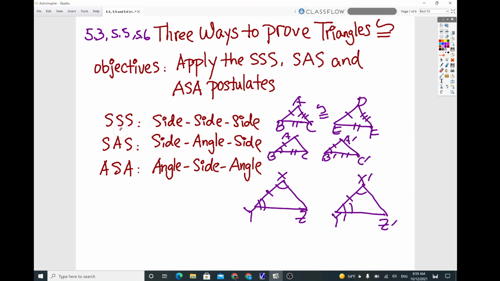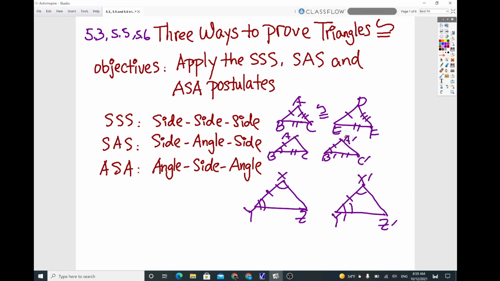As you can see, for side, side, side, let's say that we do have three corresponding congruent segments, such as segment AB is congruent to segment DE, segment BC is congruent to segment EF, and segment AC is congruent to segment DF. Anytime you see anything like this happen, that means triangle ABC is congruent to triangle DEF by using the postulate side, side, side.